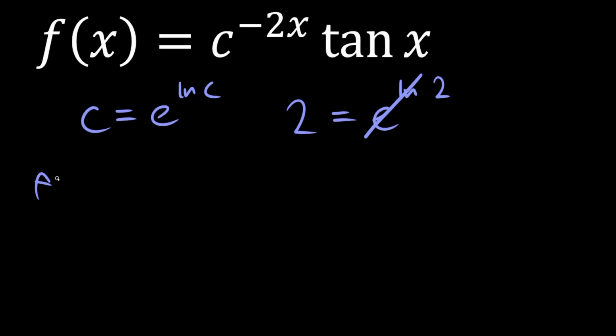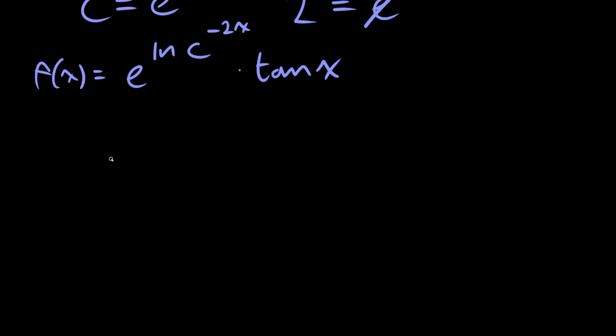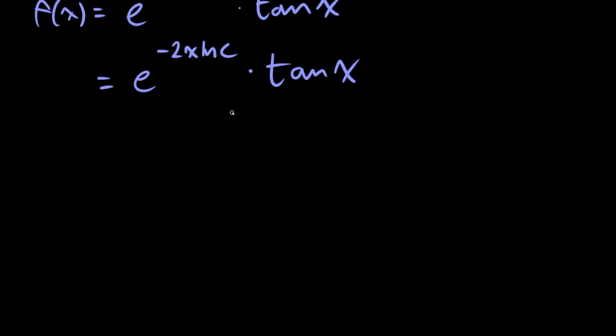We'll get that f of x is going to be equal to e to the ln of c to the negative 2x multiplied by tan x. We're going to keep going. We can use the logarithm power rule to bring this down. We'll get that e to the negative 2x ln c times tan x is our new function. And from here, we can use the product rule. And you'll see why this helps.